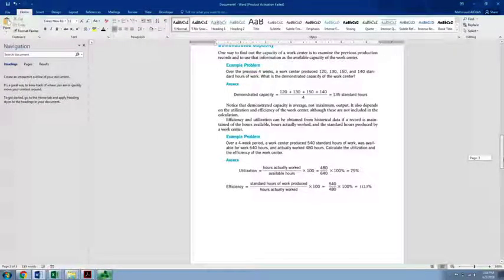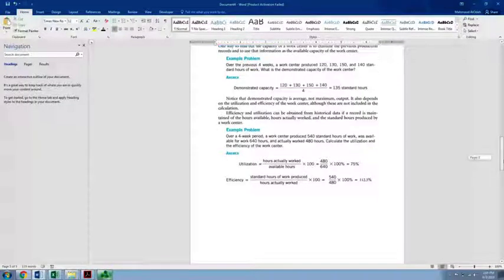Over the previous 4 weeks, a work center produced 120, 130, 150, and 140 standard hours of work. What is the demonstrated capacity of the work center? So you add all these together, 120 plus 130 plus 150 plus 140, divided by 4. That would give you 135 hours. That could be your capacity. So your capacity is 135 on average.